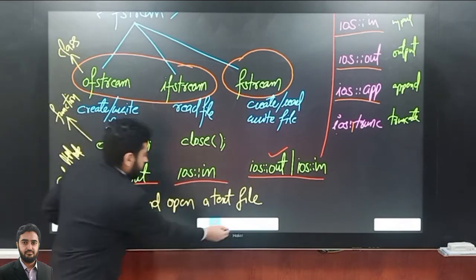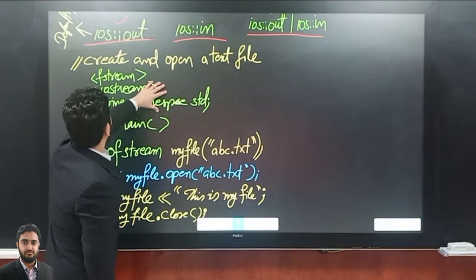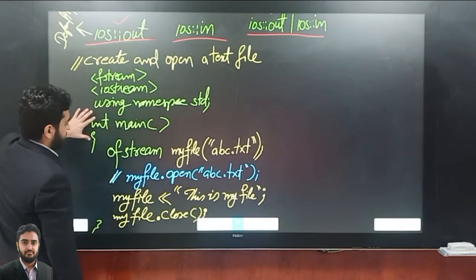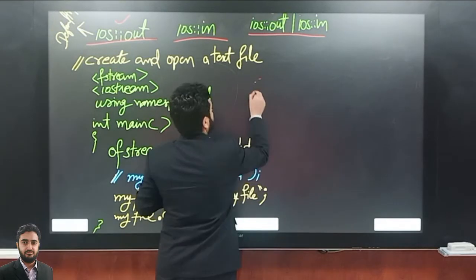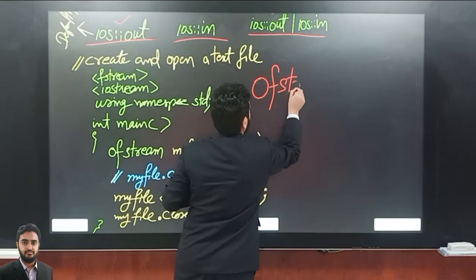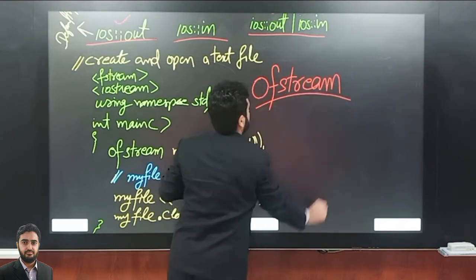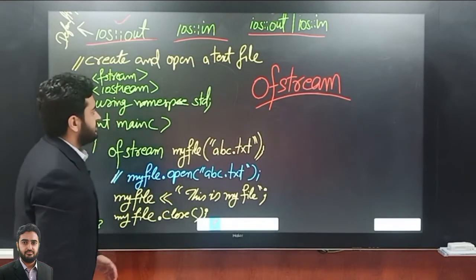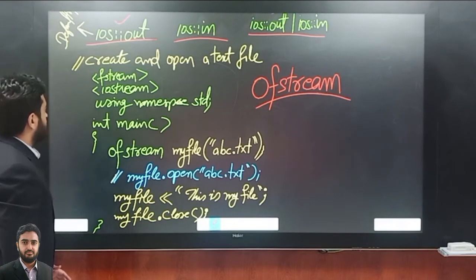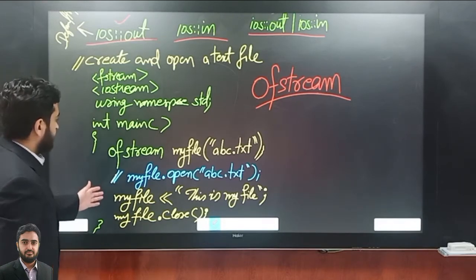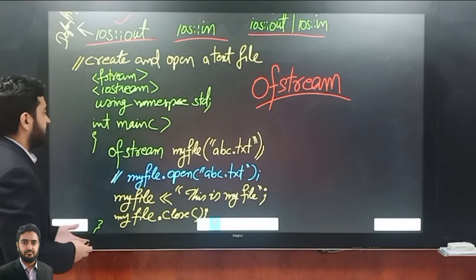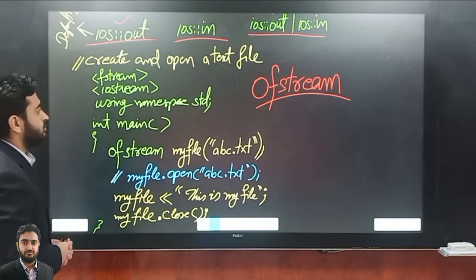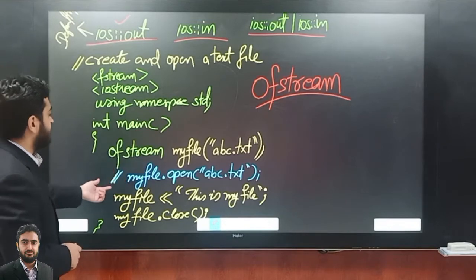Okay, so let's see an example of how we can use the ofstream class to open a file and write something in the file. Through this class we will create an object.